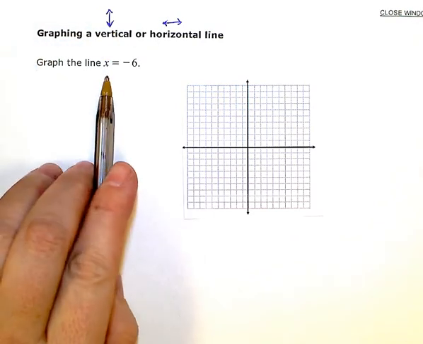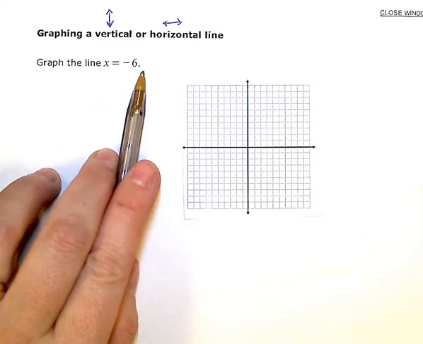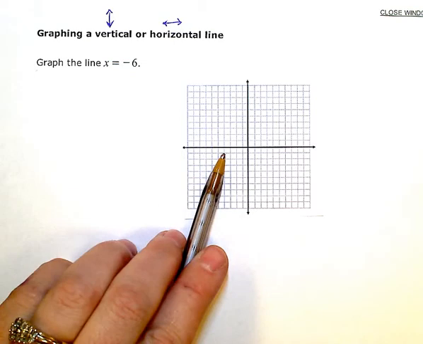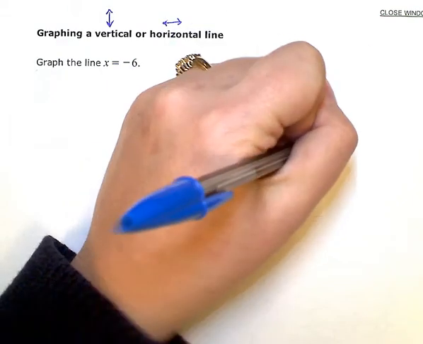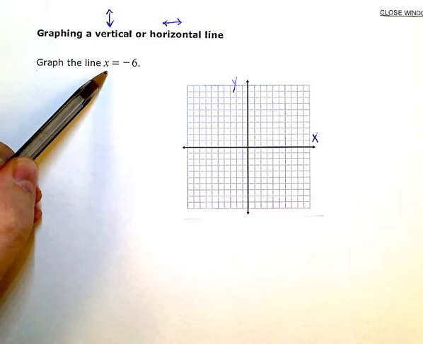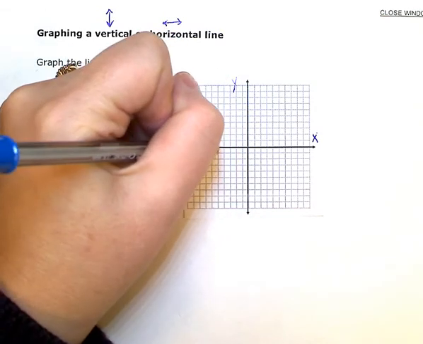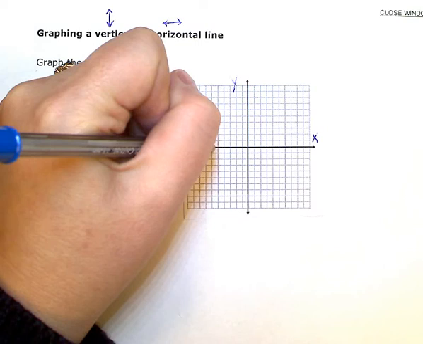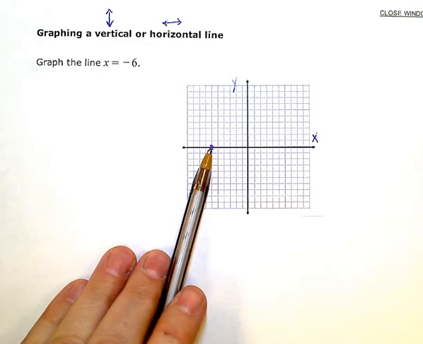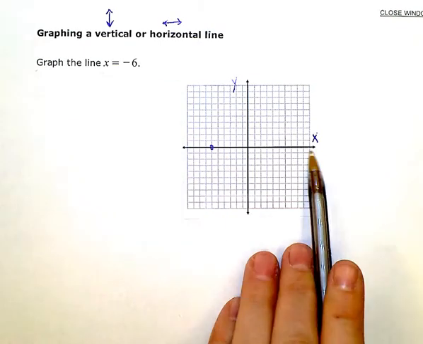Now this is my x-intercept. X is equal to -6 is where the line is going to cross the x-axis. So this is my x-axis, and this one is y. So on the x-axis, at -6, 1, 2, 3, 4, 5, 6, I'm going to put a dot. So my line has to cross through that dot, either perfectly vertical or perfectly horizontal.